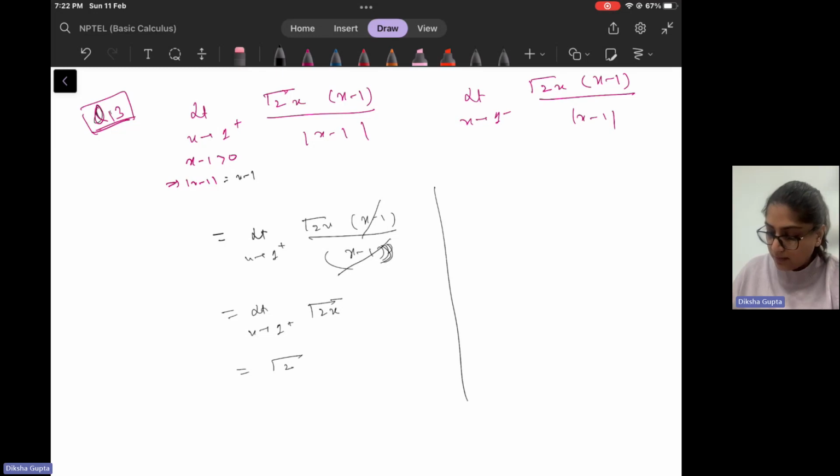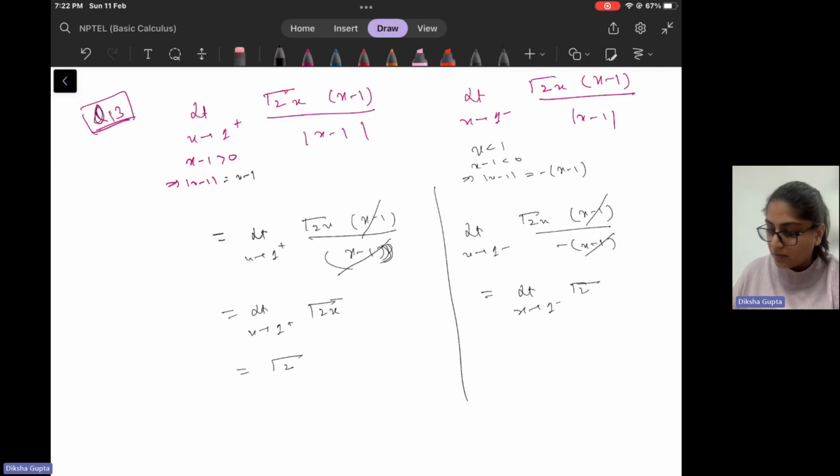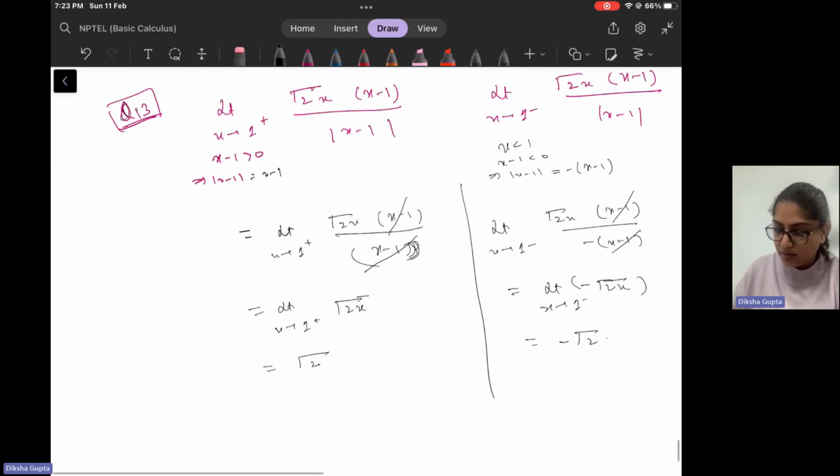And here, when x is less than 1, x minus 1 is less than 0, implies mod of x minus 1 is minus of (x minus 1). So limit x tending to 1 minus root 2x (x minus 1) upon minus of (x minus 1). So this is limit x tending to 1 minus root 2x and 1 negative. So simply put 1 here, so minus of under root 2. So again, we don't have right hand limit equal to left hand limit, right? So the limit does not exist at 1, but this was not the question here, just a general remark.